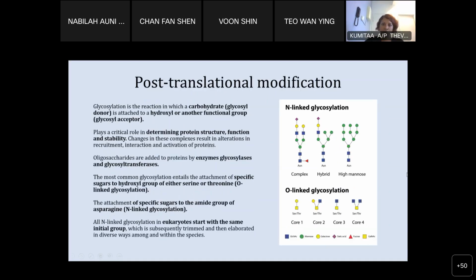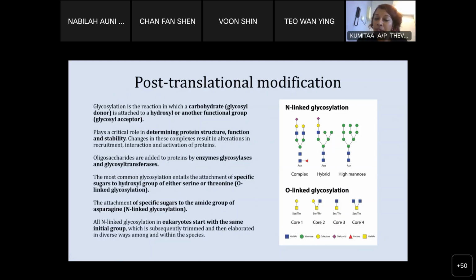So how does post-translational modification actually work? We've heard many, many times how crucial it is, and this slide summarizes it quite well. Glycosylation is a reaction in which a carbohydrate or a glycosyl donor is attached to a hydroxyl or another functional group. In this case, you have your N-linked or your O-linked glycosylation.